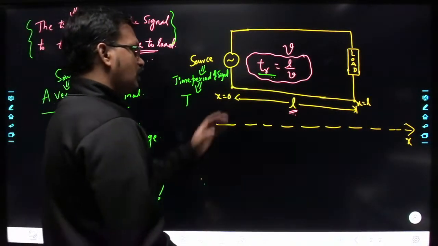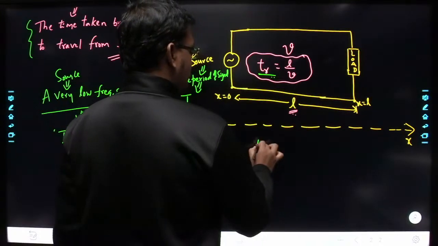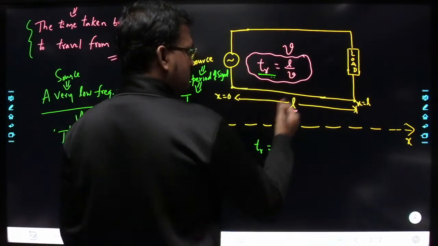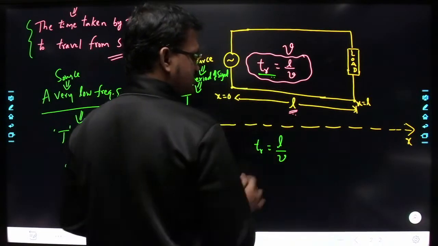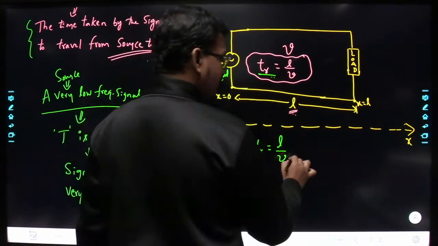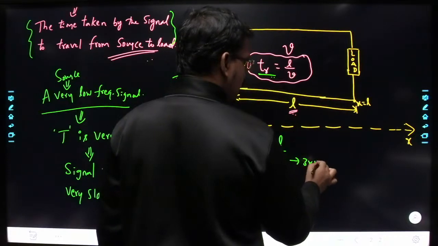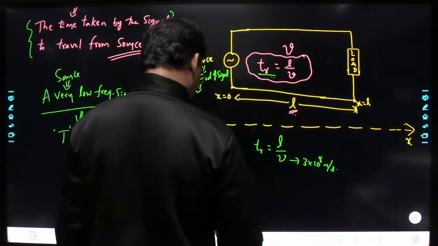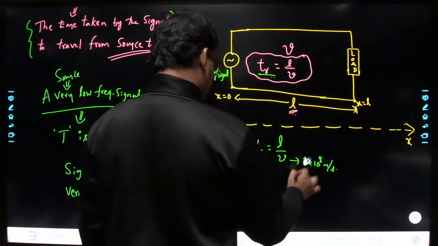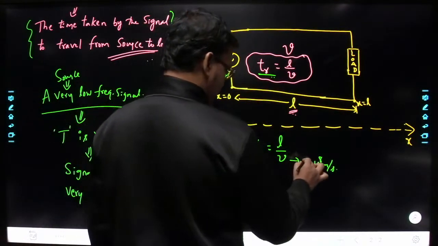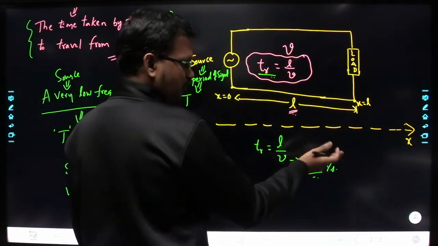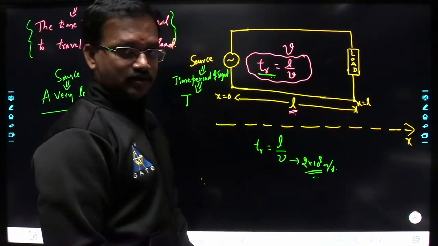Now Tr is equivalent to what here? L by v. So L represents the length of the circuit and v represents the velocity of the signal. Let us assume the velocity of the signal is 3 into 10 to the power of 8 meters per second, or you can assume 2 into 10 power 8 meters per second, whatever you want. Let us assume the signal is traveling with this speed, that is 2 into 10 power 8 meters per second. Understood?